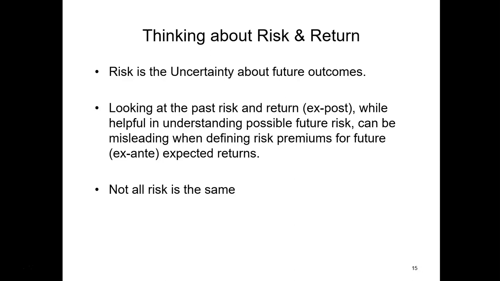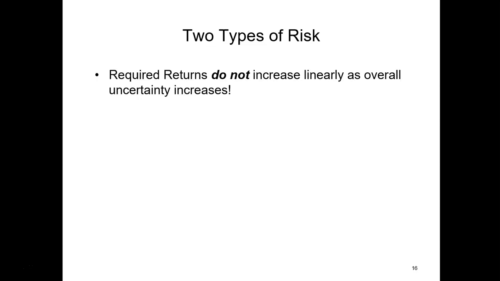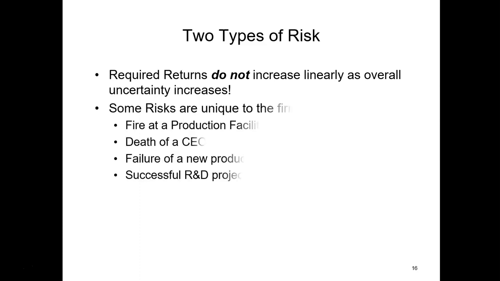So the other thing to keep in mind is not all risk is the same, okay? So how do expected and required returns change as the risk increases? We kind of know they go up together, right, and down together. So risk goes up, return goes up, risk goes down, return goes down, as a general rule. But maybe we can be a little bit more refined in how we define our model for a risk premium. So let's start by talking about a couple of different kinds of risk, okay? Required returns do not increase linearly as the overall uncertainty increases.